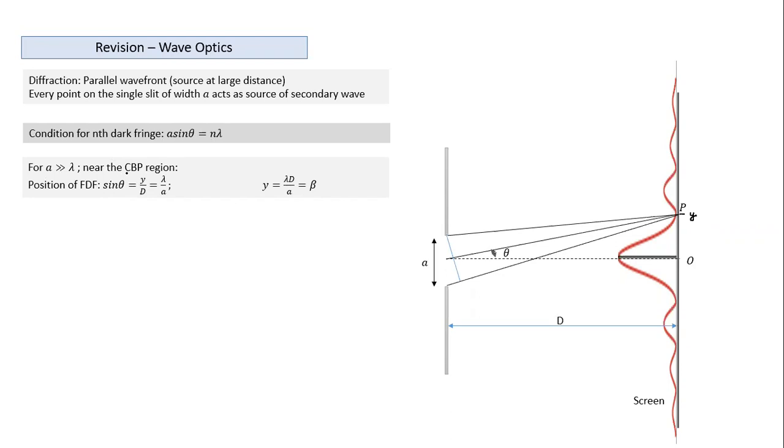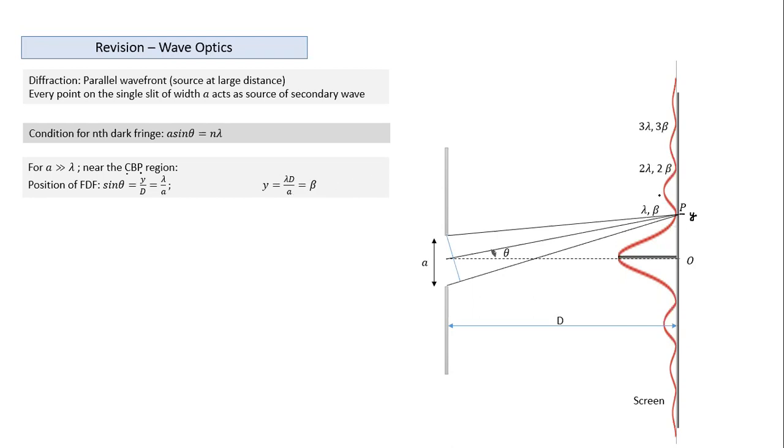And then again we take the region near the central bright fringe, then I can find the position of the first dark fringe. I will substitute y by capital D in place of sine theta. So the y coordinate of the first dark fringe is lambda D by a, very similar to YDSE. Let me call this beta, the fringe width. We'll define what beta means here. This is beta, which in terms of formula is very similar to YDSE, right?